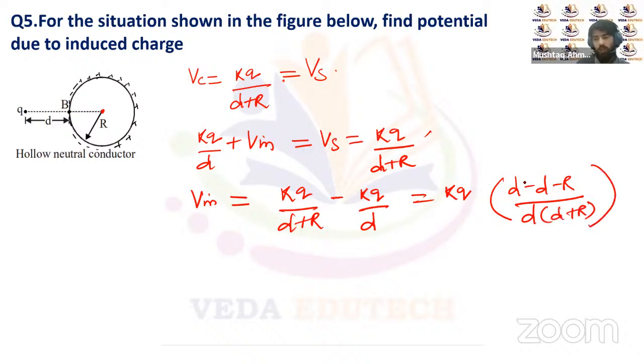From here, t and minus t get cancelled. We'll be left with the potential because of the induced charge, that will be minus kq multiplied by r upon t multiplied by t plus r. So this is the net potential on the surface because of the induced charge.